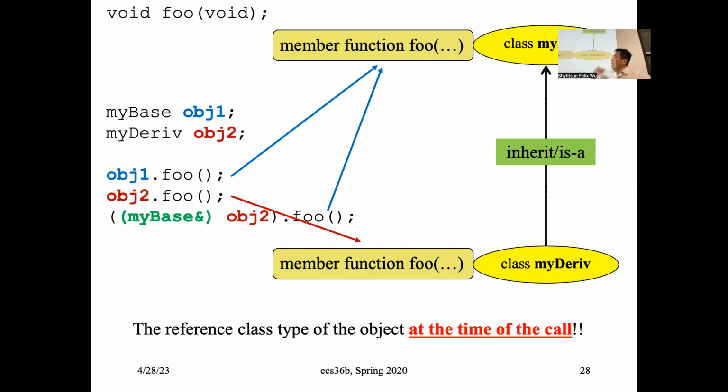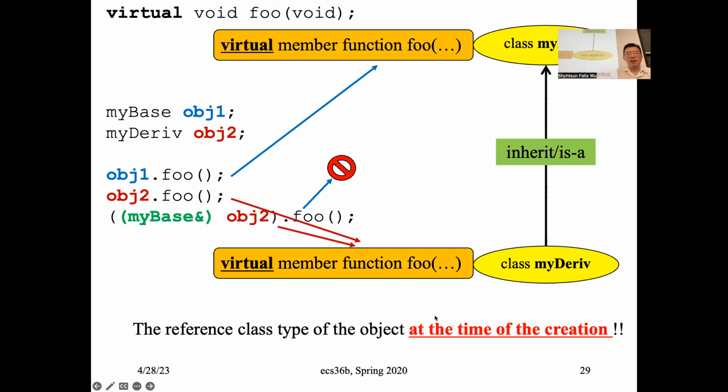So casting has an impact over here, because that's the time when you're going to try to call it. But the virtual function is different. For a virtual function, I still want to decide the class type of that object, but at the time of the creation. One is the time when you call it, one is the time you actually create the object. Do you understand the difference?